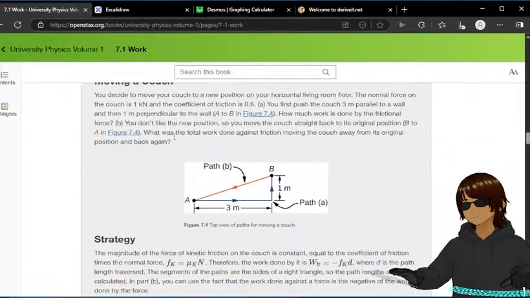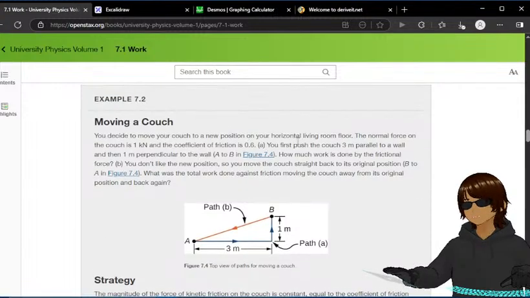All right. You decide to move your couch to a new position on your horizontal living room floor. The normal force on the couch is 1 kilonewton, and the coefficient of friction is 0.6.